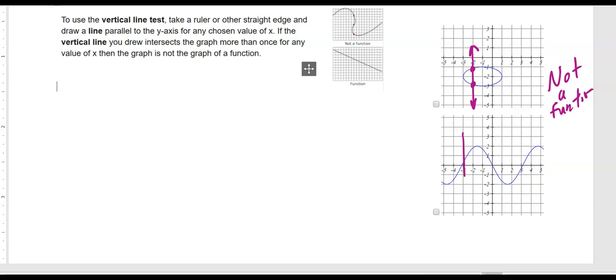So if I draw a line here, well, that intersects at one place. Let me draw another. How about a vertical line here? One place. One place. So yes, it is a function. So no matter where you draw a vertical line on this graph, it only intersects one place at a time. Okay, so that's the vertical line test.